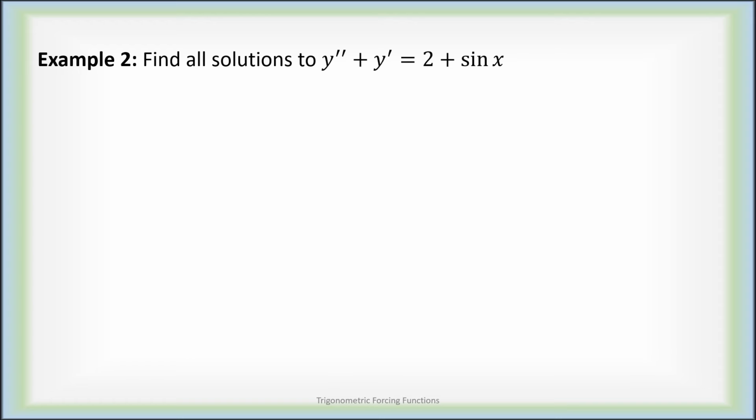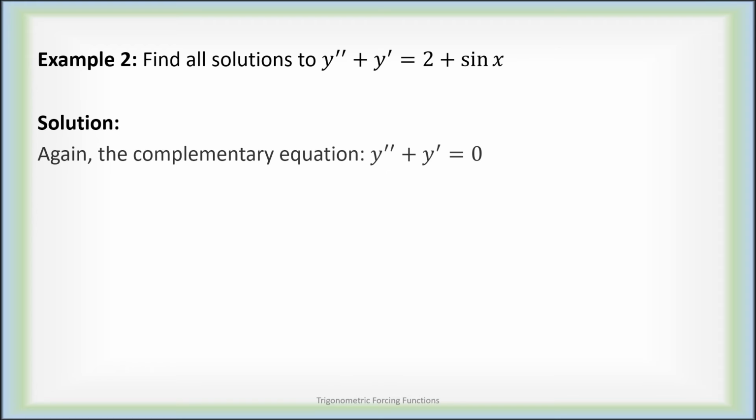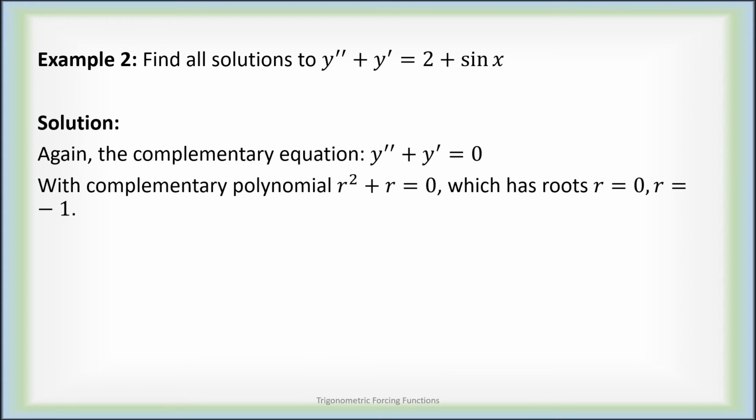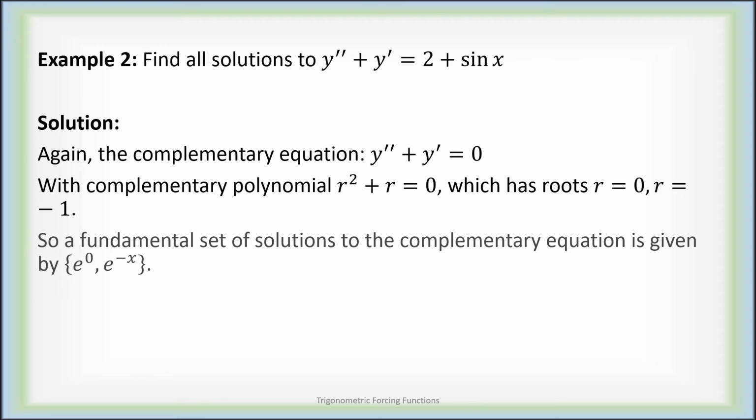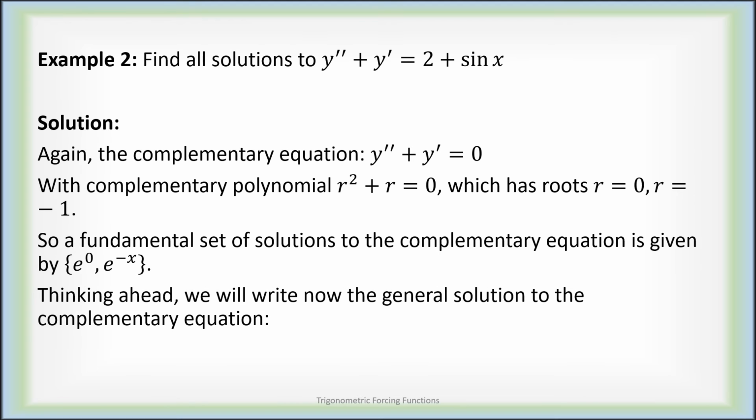Next up, another example. Let's find all solutions to y double prime plus y prime equals 2 plus sine x. Well, we proceed pretty much as we did before. The complementary equation is y double prime plus y prime equals 0. So the complementary polynomial r squared plus r has two roots that we find quite quickly, 0 and negative 1. So a fundamental set of solutions to the complementary equation is given by e to the 0 and e to the negative 1 times x.